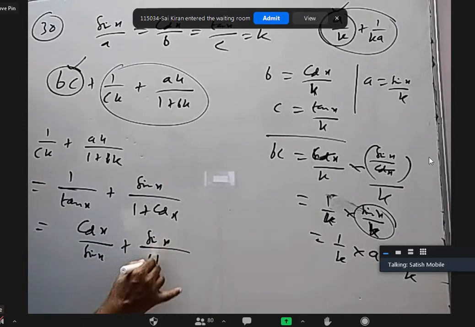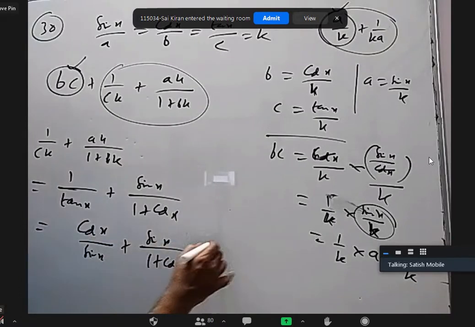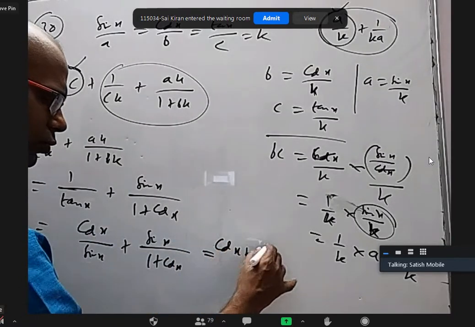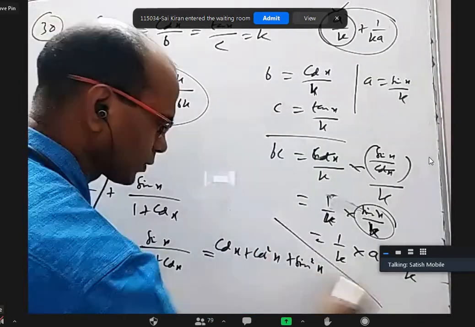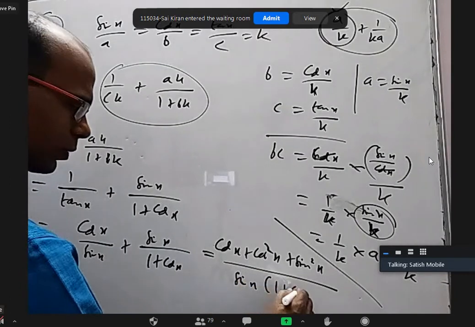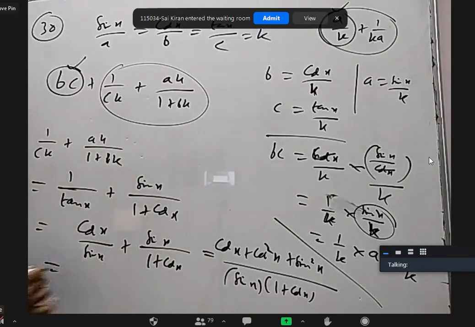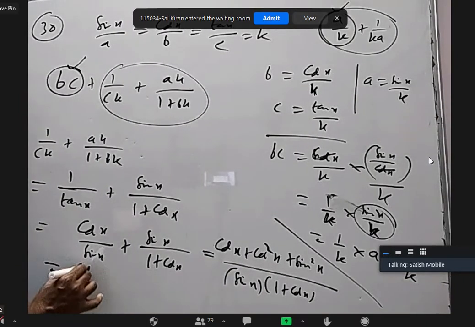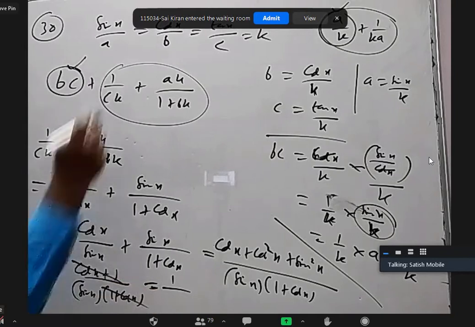sin x by 1 plus cos x. If I take this into this, and this into this: this into this is cos x plus cos square x, and this into this is sin square x, over sin x into 1 plus cos x. But cos square x plus sin square x is 1. You will get cos x plus 1 by sin x into 1 plus cos x. 1 plus cos x will cancel. 1 by sin x. But what is sin x?